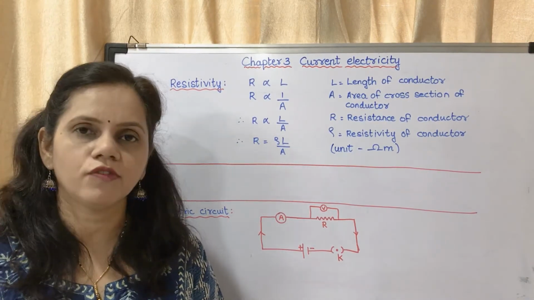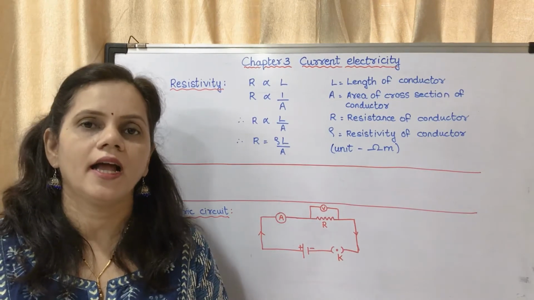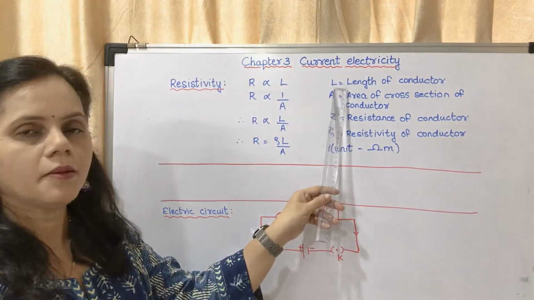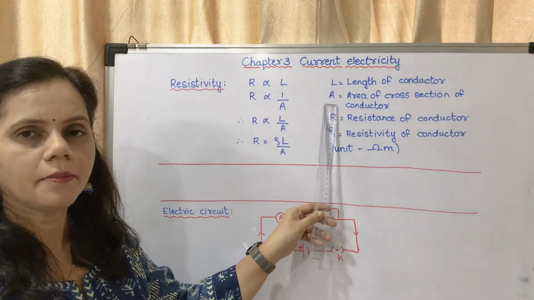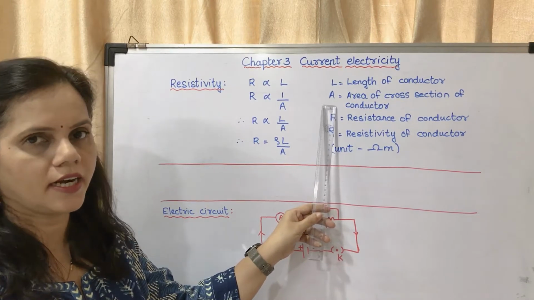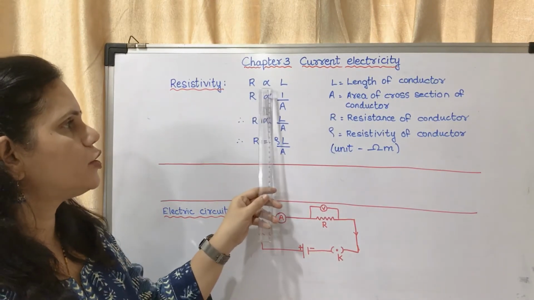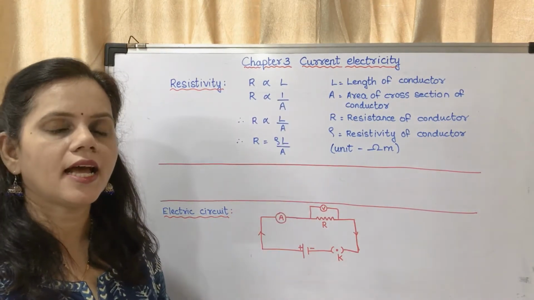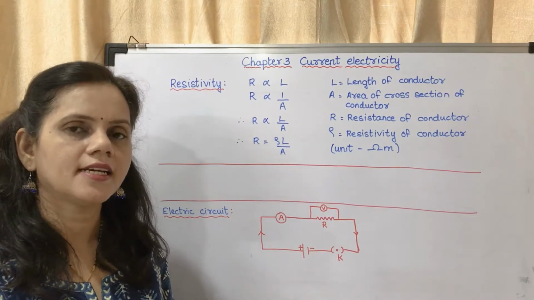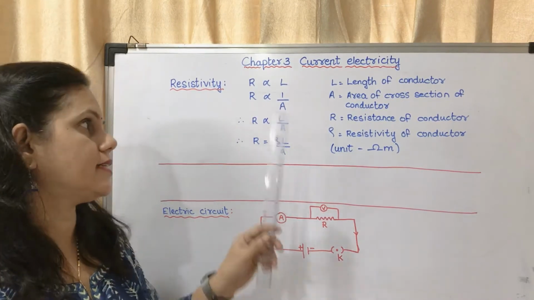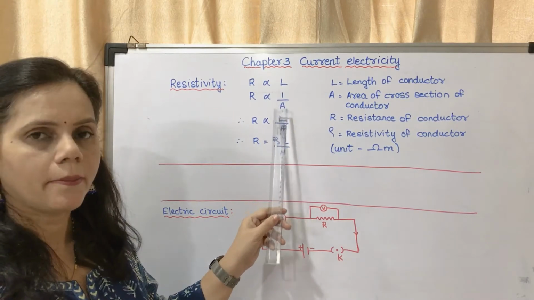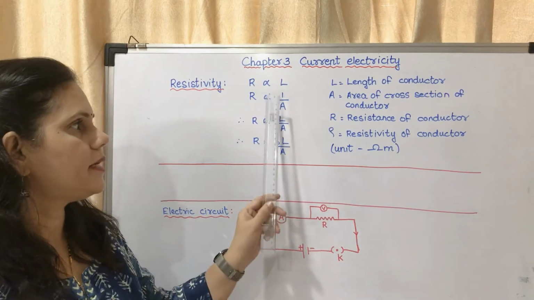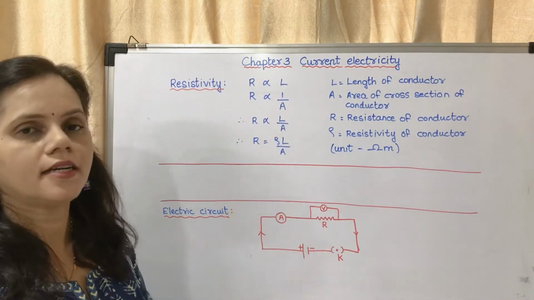On page number 34, towards the last paragraph: at a given temperature, let R be the resistance of the conductor, L be the length of the conductor, and A be the area of cross section of the conductor. Then R is proportional to L, which means as the length of the conductor increases, the resistance also increases. R is proportional to 1 upon A, that means R is inversely proportional to A. That means as A increases, R decreases.